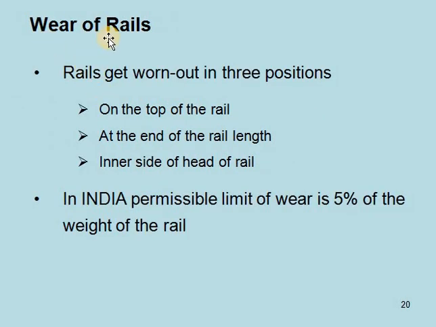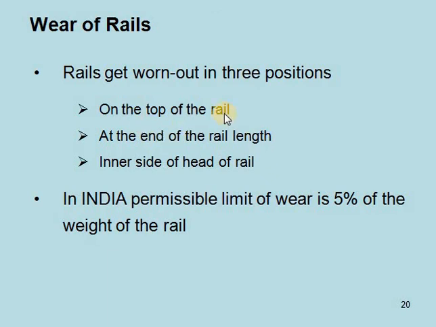And next, wear of rails. Rails get worn out in three positions: on the top of the rail, at the end of the rail length, and on the inner side of the head of the rail. Worn out means that in seasonal climates the rail's position will be changing. They will be expanding, so rails get worn out in these three positions mainly.